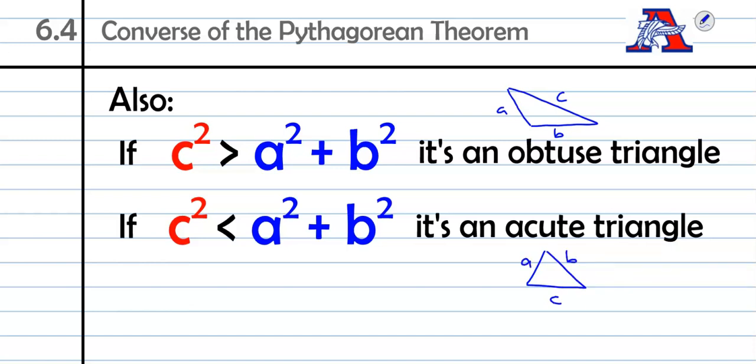Those are the three things that we're going to work on today. If c squared equals a squared plus b squared, it's right. If c squared is greater than a squared plus b squared, it's obtuse. And if c squared is less than a squared plus b squared, it's acute.